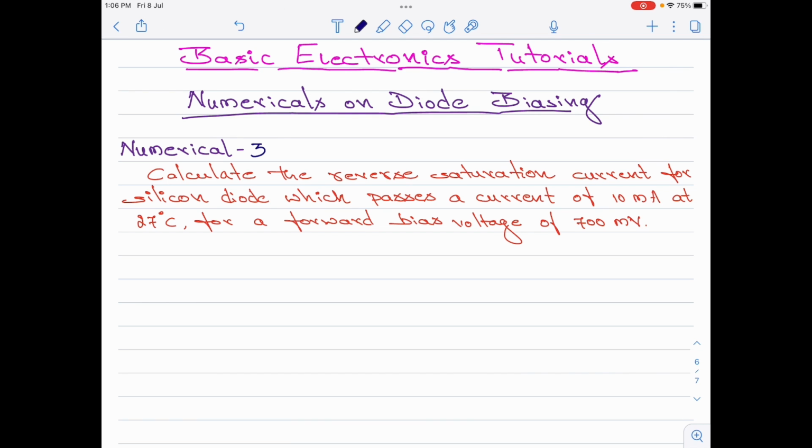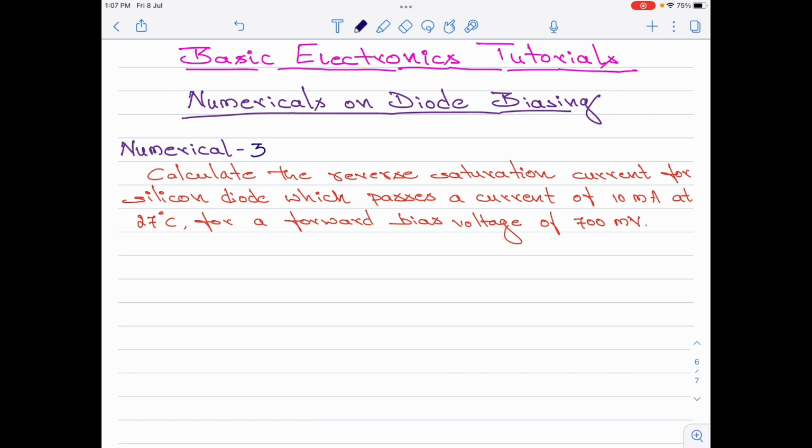In this video, I am going to take up the third numerical on diode biasing. Let me read out the question first. Calculate the reverse saturation current for a silicon diode which passes a current of 10 milliamperes at 27 degrees Celsius for a forward bias voltage of 700 millivolts.